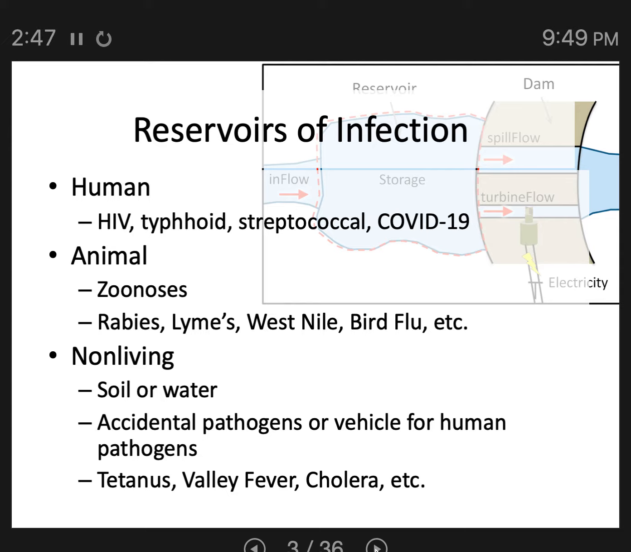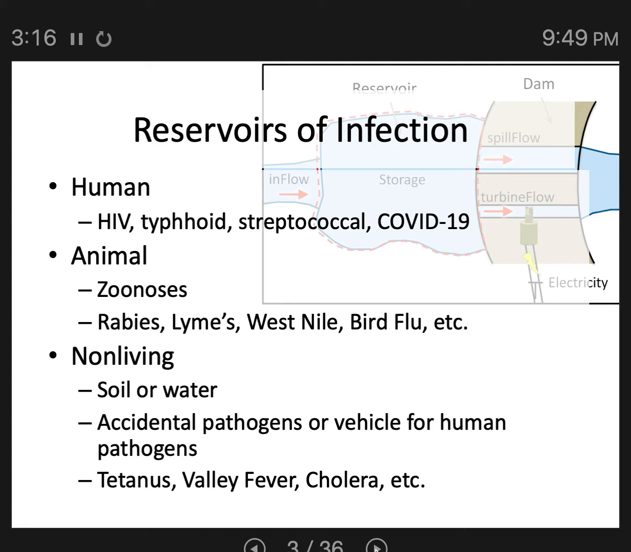And then non-living reservoirs. So these are diseases that spend most of their life cycle in the environment, not infecting anybody. So soil and water, those would be the most common environmental sources of a pathogen. Often these are accidental pathogens. These are microbes that are not truly designed to spread through living hosts. And so infecting a human is kind of a dead end for them. So I like to call them accidental pathogens.